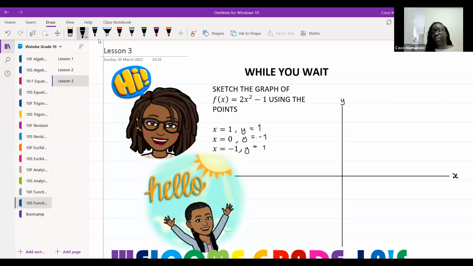If we sketch this on our graph, x is equal to 1 over there, y is equal to 1 over there, x is equal to -1 over here, y is equal to 1 over here. At x equal to 1, y is equal to 1, at x equal to -1, y is equal to 1, and at x equal to 0, y is equal to -1. So this should be where my graph is. It should look like that.